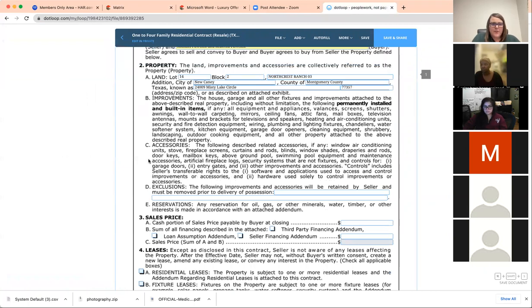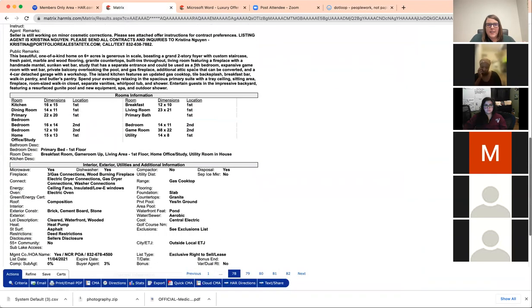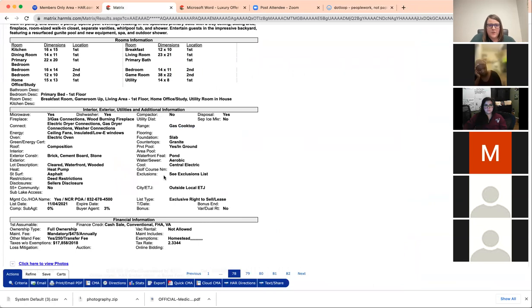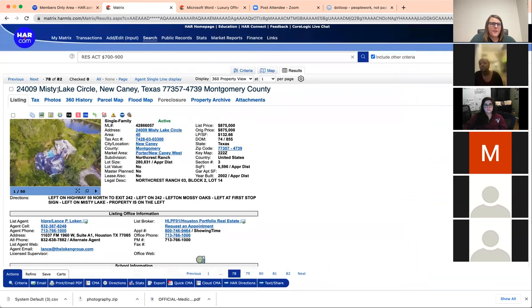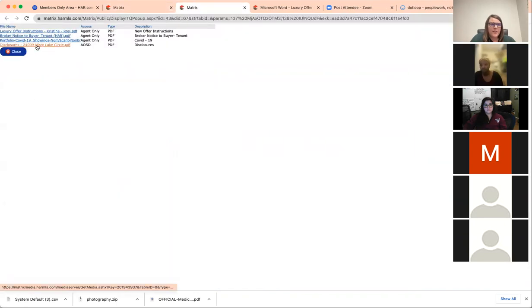Now, these 2 sections are very important and often missed. So 2B is improvements. This is basically what I say is, if you flip the house upside down and it doesn't fall off, it's a fixture, it's attached to the house and it's supposed to stay. Now, from a buyer standpoint, you essentially don't write anything unless there is an exclusion. So right here, it says under the interior exterior section, exclusions, see exclusion list. So if we go back to the attachments, look at disclosures.